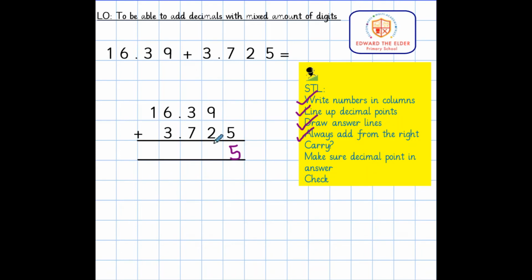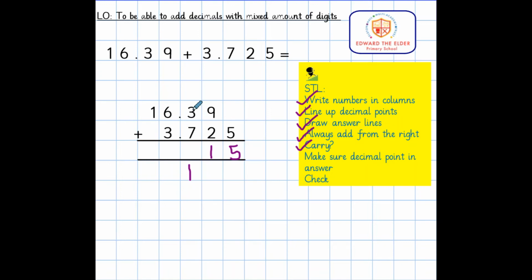9 add 2, so we're in the next column now. We're in the hundredths column now. 9 add 2, so in our head 9 add 2 is 11. So I'm going to put the 1 there for the tens and the 1 there for the ones. As you can see, I've had to carry there.